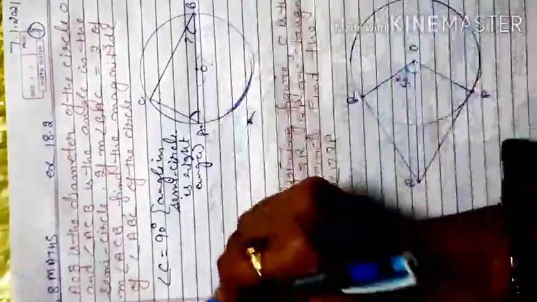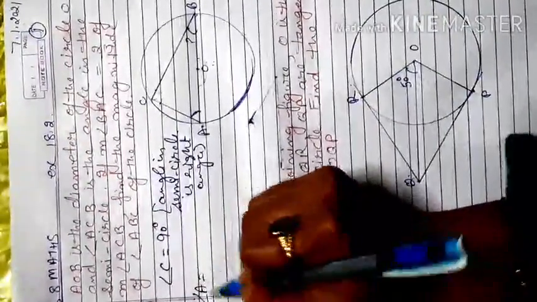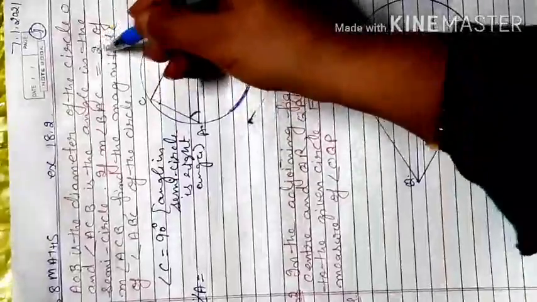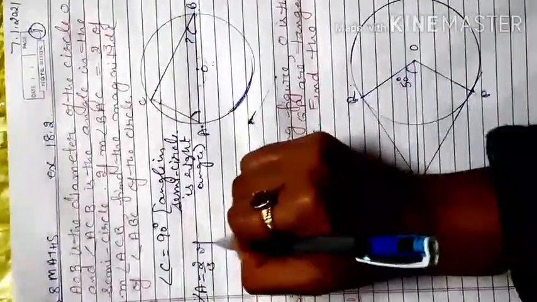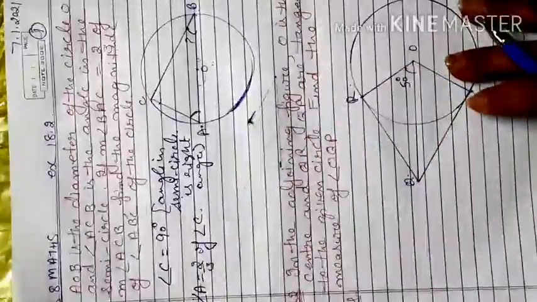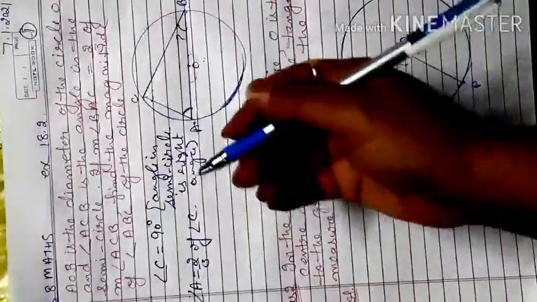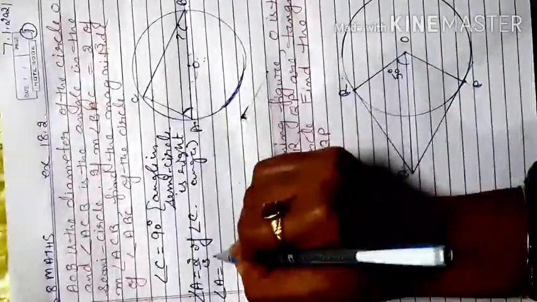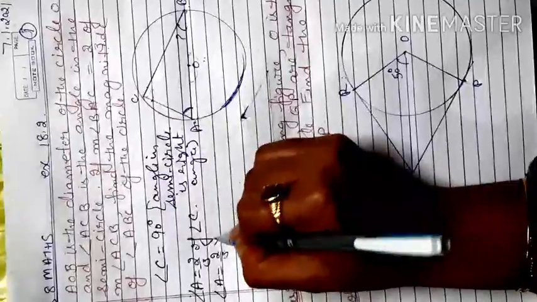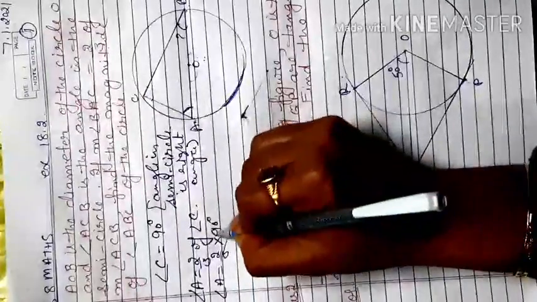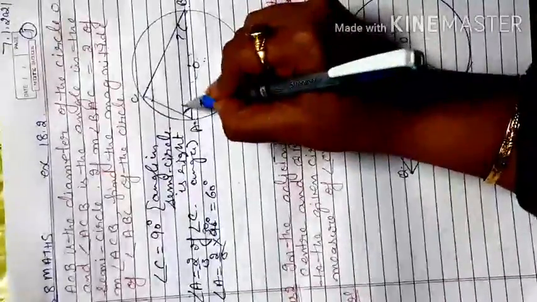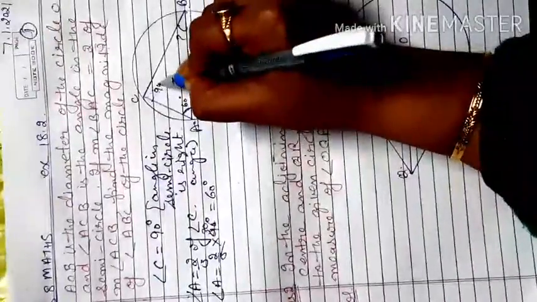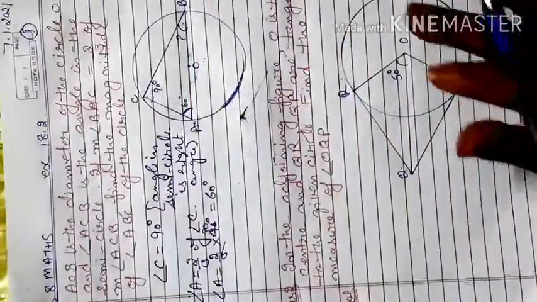Okay, so angle A is given to me. Angle A is, according to the statement, 2 by 3 part of angle C. So that is 2 by 3 of angle C. Here angle C is 90 degrees. 2 by 3 into 90 degrees gives me 60 degrees. So that means angle A is 60 degrees here. This is 90 degrees. We have to find the third angle.